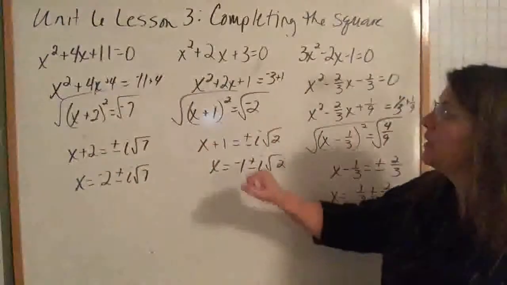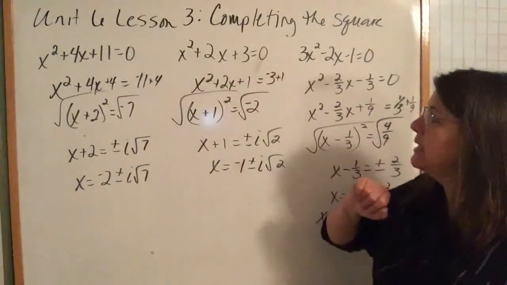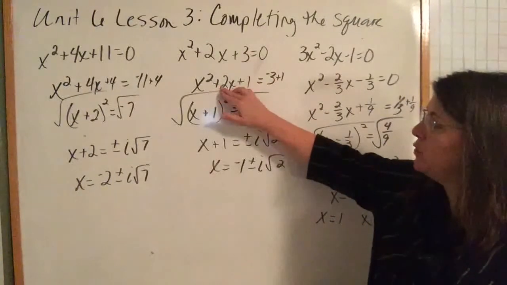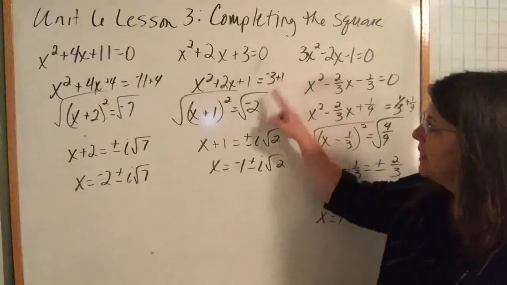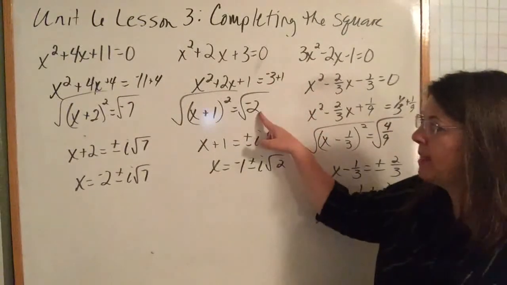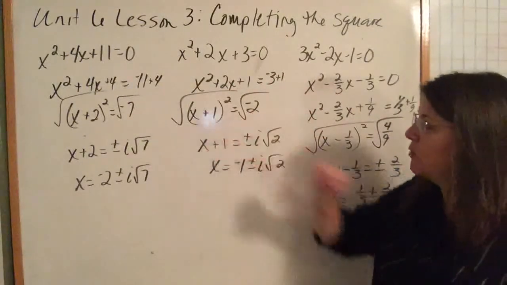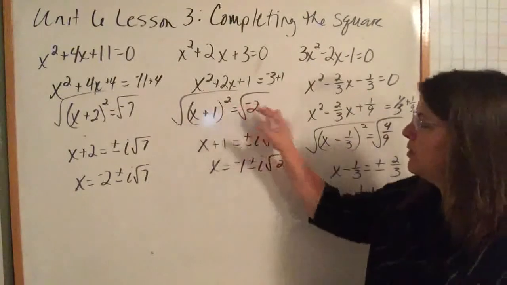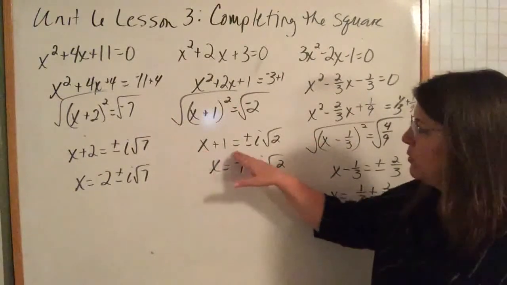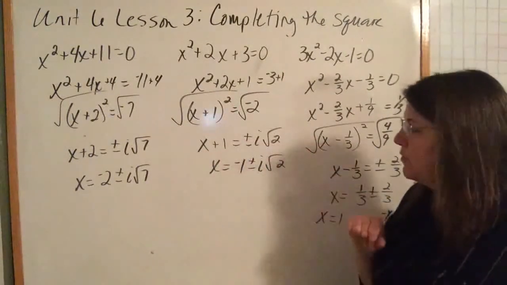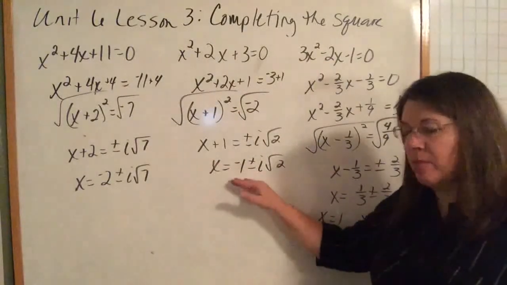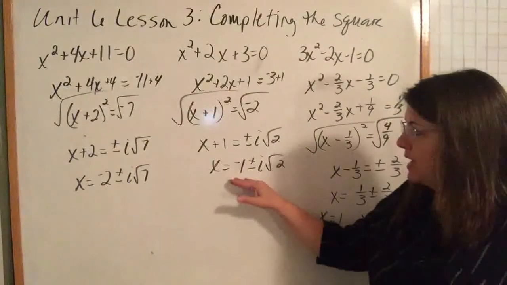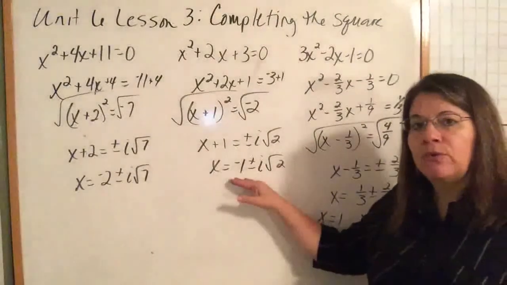In this one, I moved the 3 to the other side. Then I completed the square. Half of 2 is 1. 1 squared is 1. So I add 1 to both sides. That gives me a negative 2. When I factor, I get x plus 1 squared. Take the square root of both sides. I end up with x plus 1 equals plus or minus i square root of 2. And then I add the negative 1 to both sides. So that again is complex. x equals negative 1 plus or minus i square root of 2.